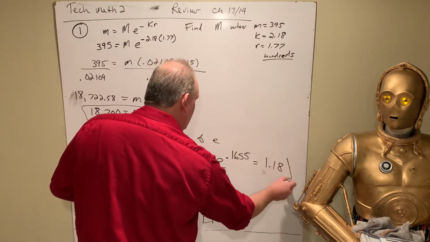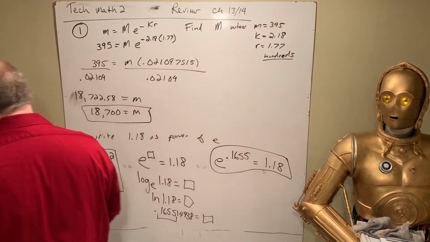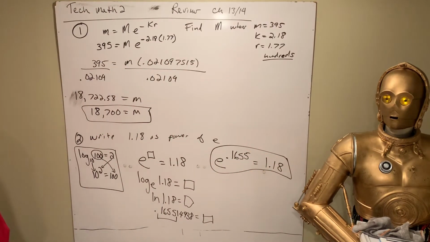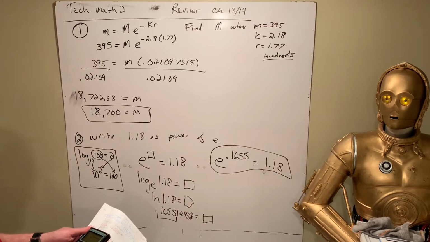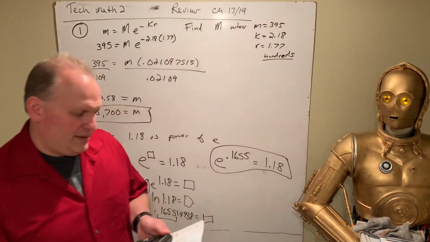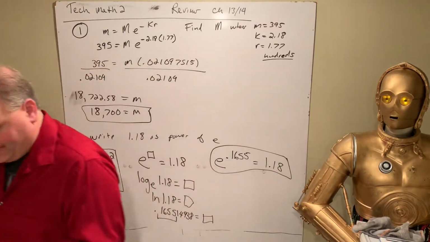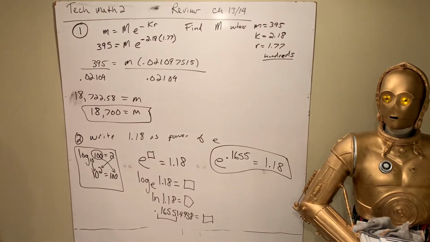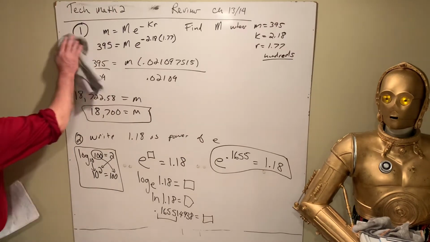Now, if you run that through your calculator, that might not work out exact. If we do second ln to the 0.1655, that is 1.17998. So it's really close to that, but there's rounding here, so all right, even to the ten-thousandths place. Okay, let's press on.